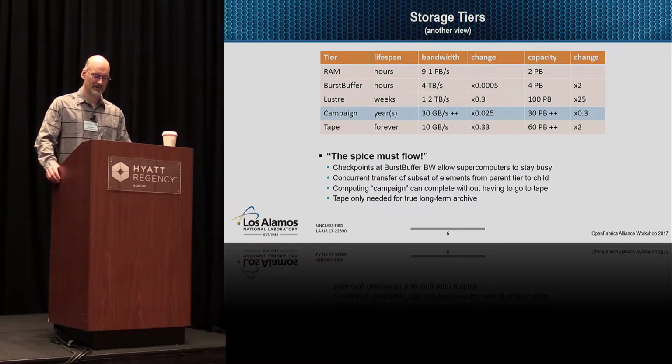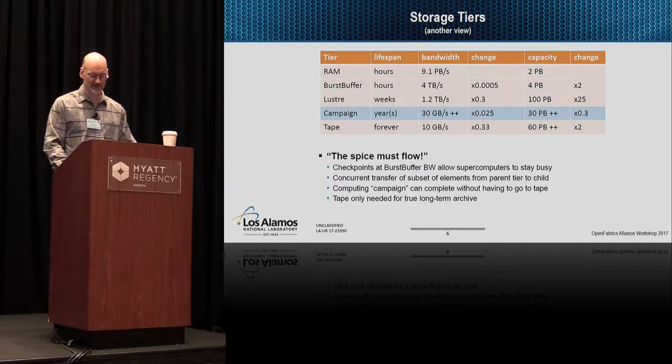Here is a picture of the tiers with some sketched-in bandwidths and capacities. The outlier there is campaign storage, but that's just showing the initial configuration. Those change columns show the gradations in steps between the layers. So we start campaign with the goal of something like 30 gigabytes a second, but that should grow to hundreds of gigabytes a second, and the 30 petabytes of capacity will grow to hundreds of petabytes, assuming this all works.